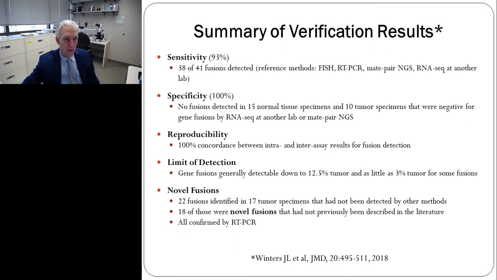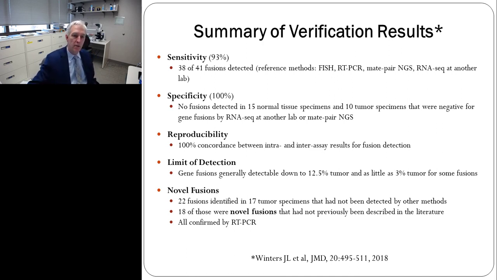And with our method, we were able to pick up 38 of the 41 fusions for a sensitivity of 93%, so 3 false negatives. We also looked at 15 normal tissue specimens and 10 tumor specimens that we knew should be negative for fusions, and we didn't pick up any fusions in those samples for 100% specificity. We also did reproducibility studies, both inter-assay and intra-assay, and we found that we had 100% reproducibility. We also did limit of detection studies where we made dilutions of tumor to see how low we could go. And we generally found we could go down to at least 12.5% tumor, and sometimes as little as 3% tumor, depending on how heavily the fusion was expressed.